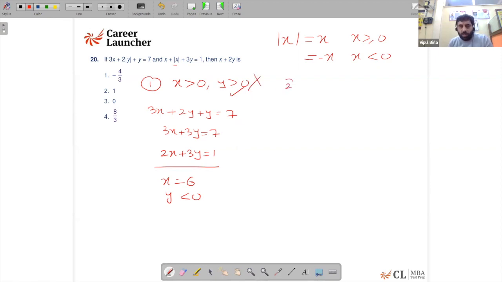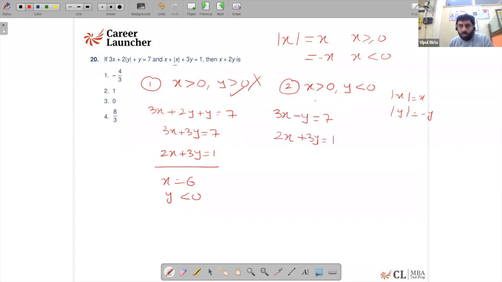Now, the second case is going to be nothing but if x is positive while y is negative. If x is positive and y is negative, in that case, mod of x will open as x, while mod of y will open as minus y. So in the first equation, it is going to be 3x plus 2 mod y, which is minus 2y, plus y, that's going to be minus y is equal to 7. While for the second equation, it is x plus mod x, that will become 2x plus 3y is equal to 1.